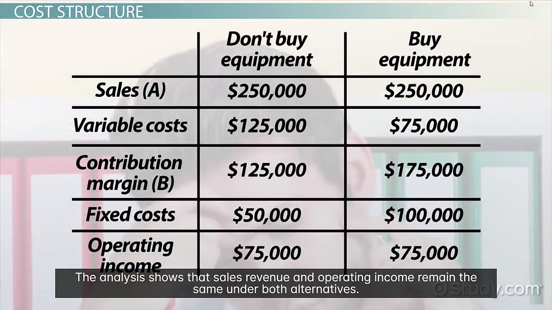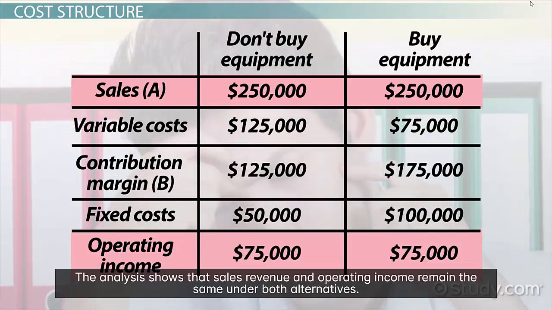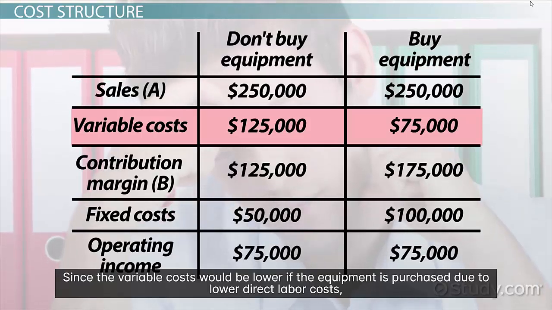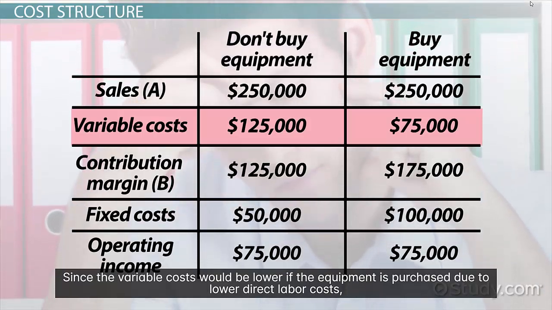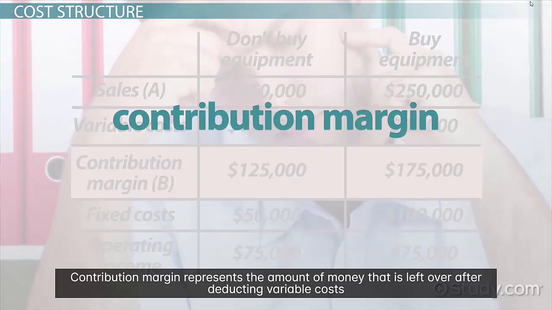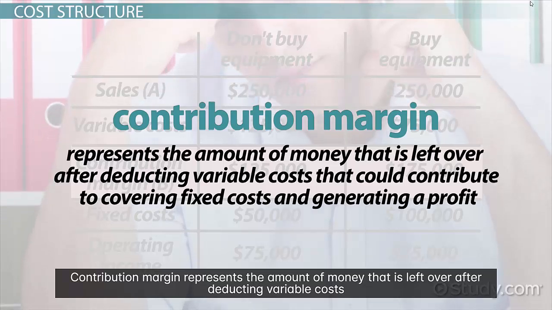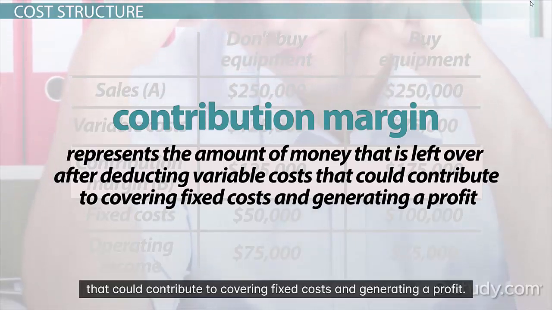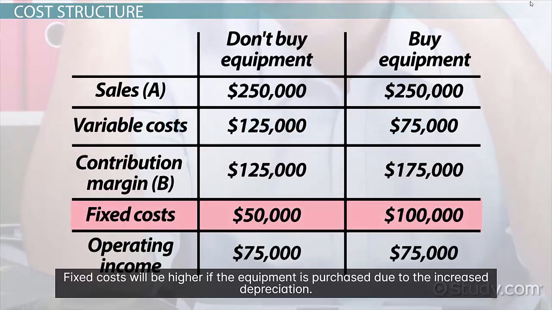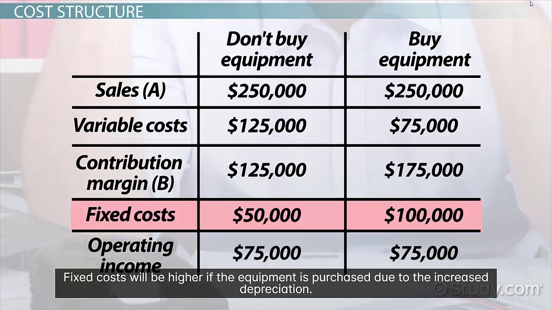The analysis shows that sales revenue and operating income remain the same under both alternatives. Since the variable costs would be lower if the equipment is purchased due to lower direct labor costs, the contribution margin is higher. Contribution margin represents the amount of money that's left over after deducting variable costs that could contribute to covering fixed costs and generating a profit. Fixed costs will be higher if the equipment is purchased due to the increased depreciation.